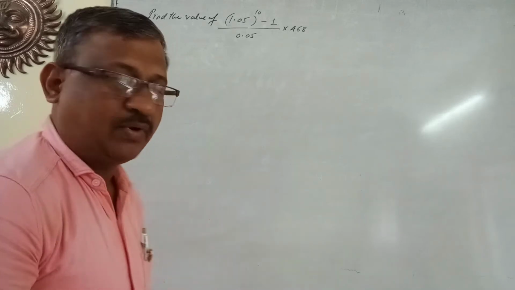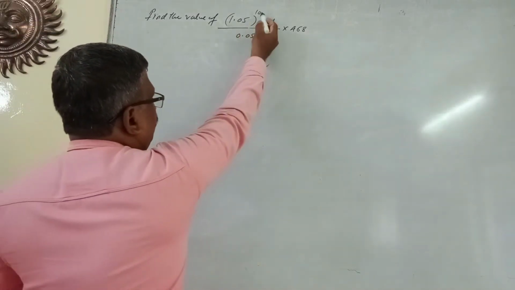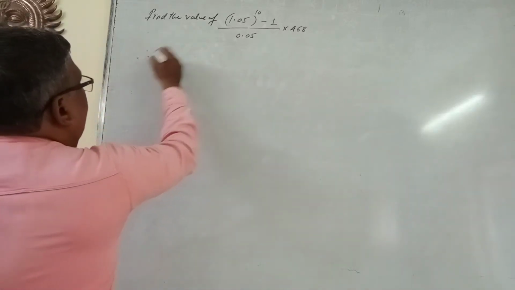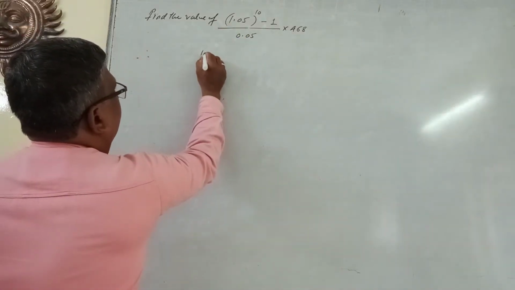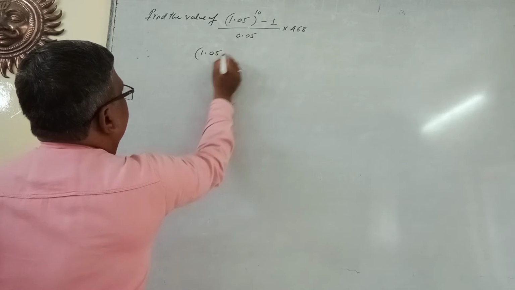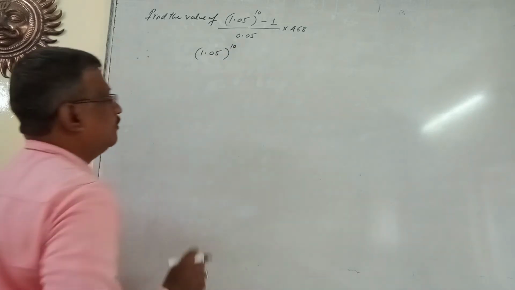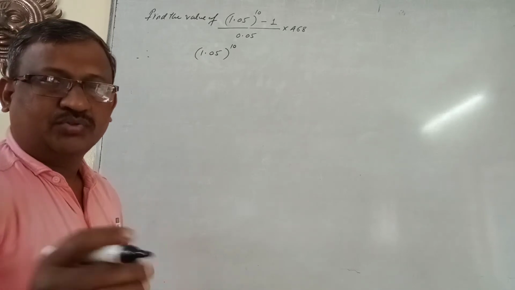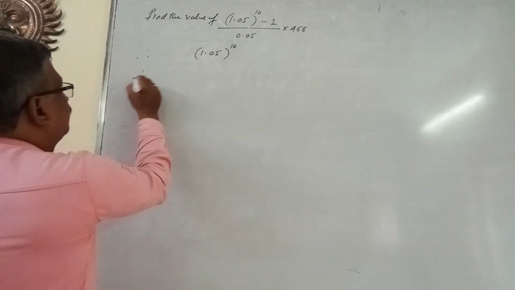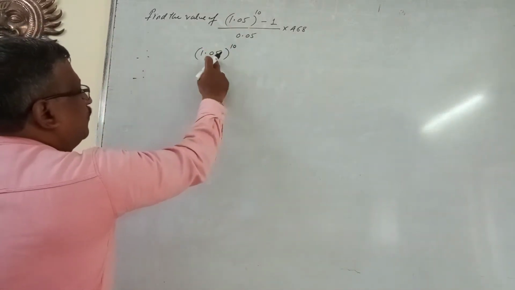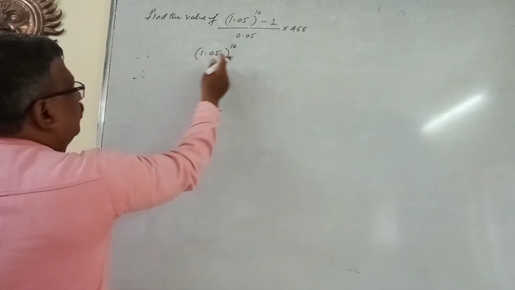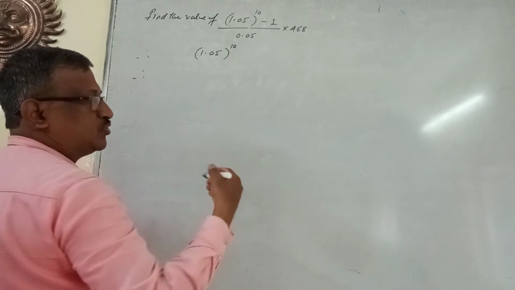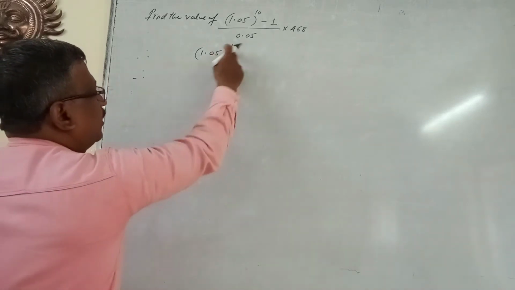So let's first calculate the value of 1.05 raised to 10 by using the logarithm separately. Here you cannot use the calculator, because you have to solve this by using the logarithm. So you have to find out the value of this by using logarithm only. So this is the third rule, if it is m raised to n. At the beginning we have seen, so like that you have to get the value of this first.